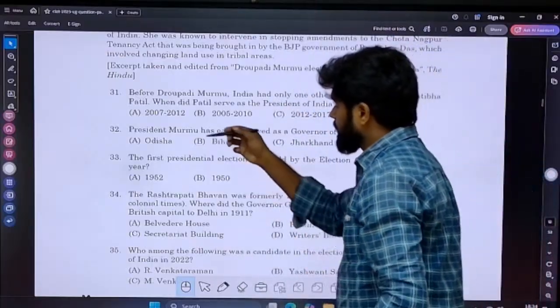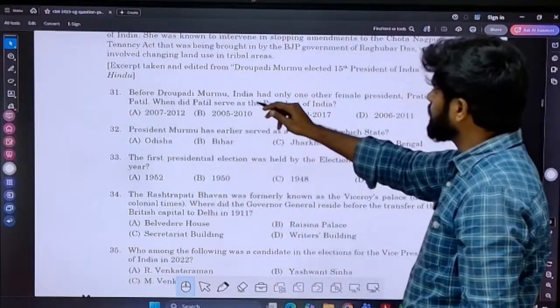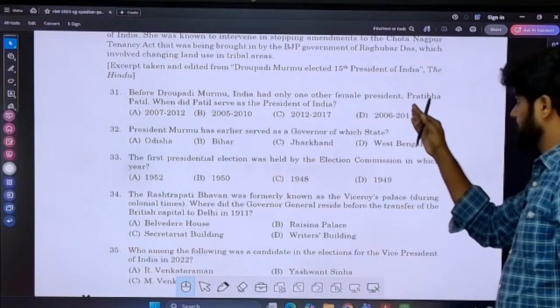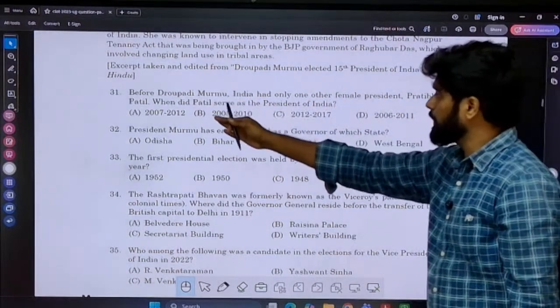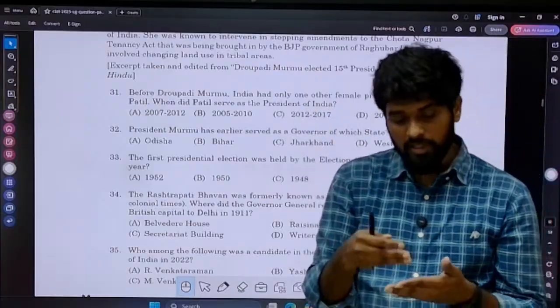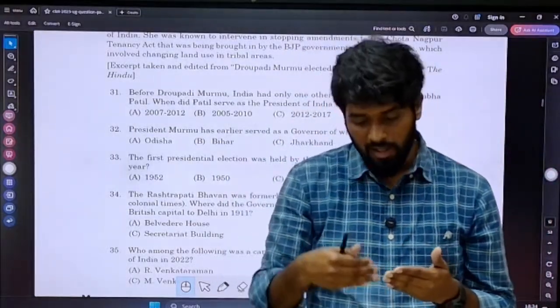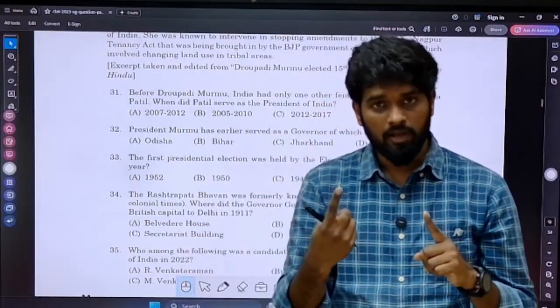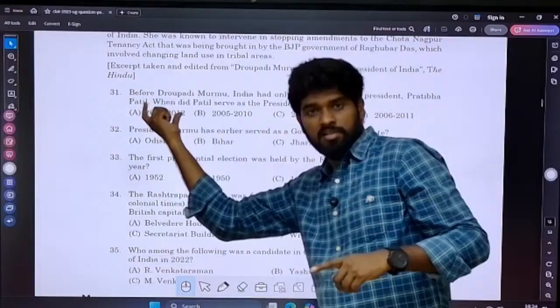Okay, next one. See this one. Before Draupadi Murmu, India had only one other female president, Pratibha Patil. When did Pratibha Patil serve as the president of India? I told you this. You have to know the names of all the presidents of India and their tenure. That is where the question was asked.